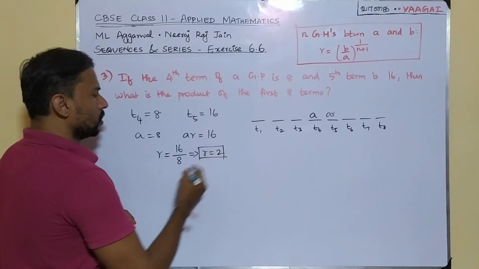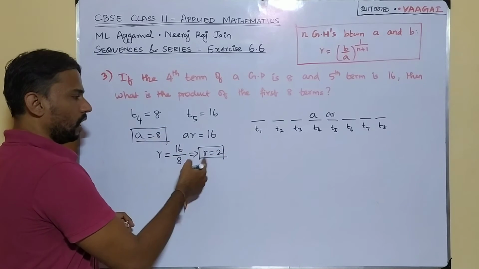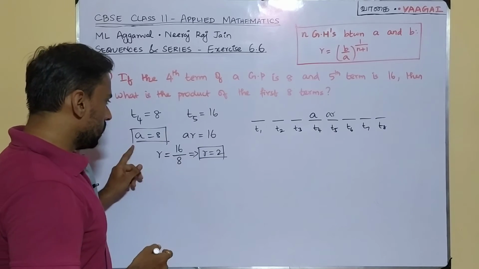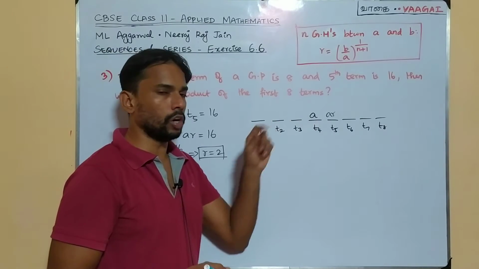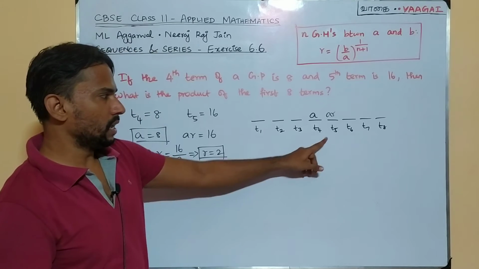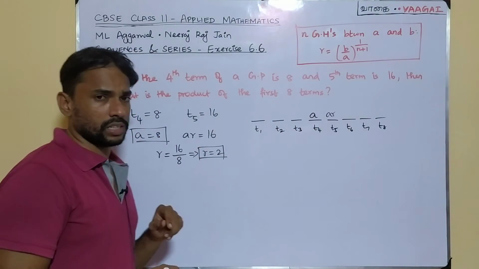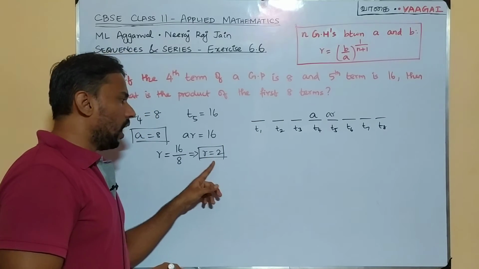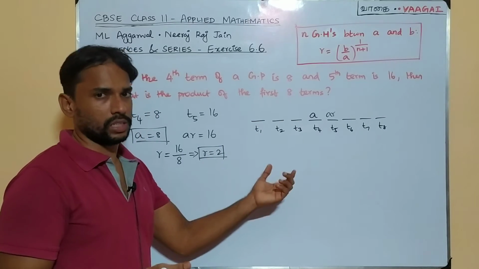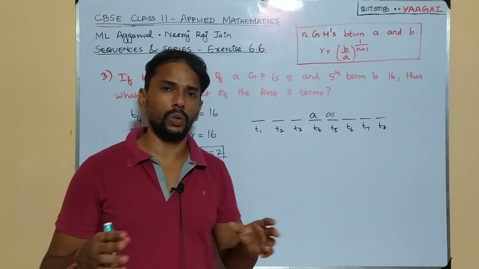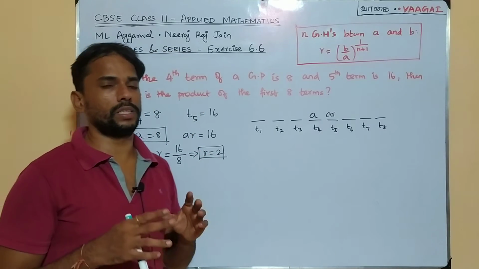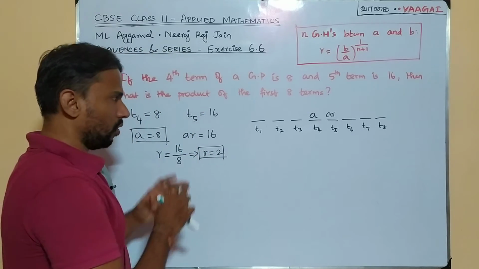So we have A is equal to 8 and R is equal to 2. That is, A here stands for the 4th term of our GP, and T5 stands for AR, which is 16, and from that itself we can tell R is equal to 2. For this GP the common ratio is going to be 2. Yes, this is what we are able to find so far.